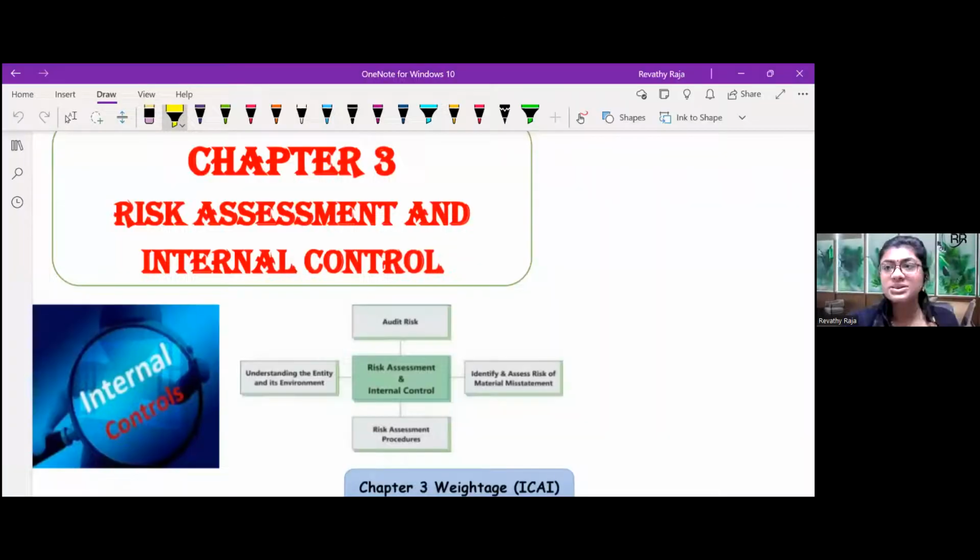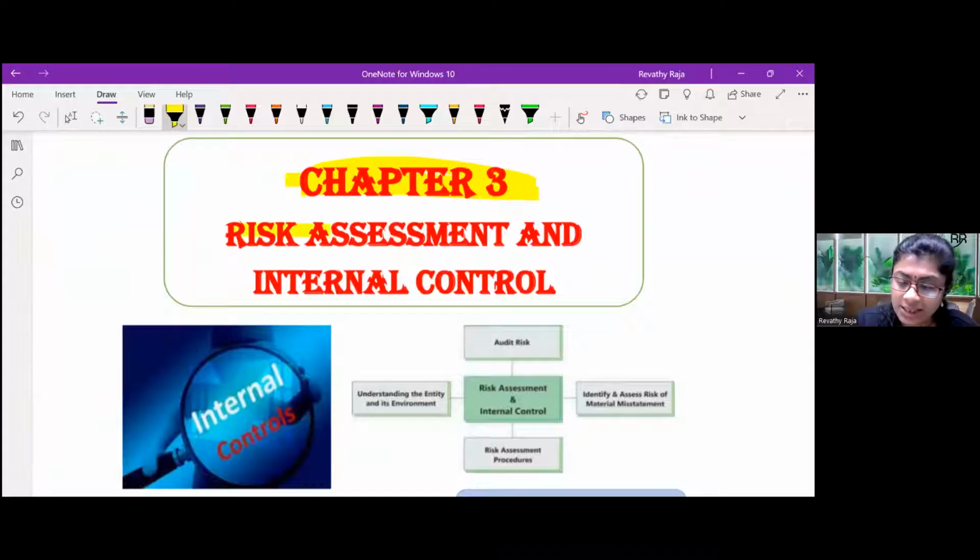Dear all, we are going to start with the summary of chapter number 3. Chapter number 3, what is it? It is risk assessment and internal control. Yes, it is a mixture of both SAs and also other topics. Let's start.